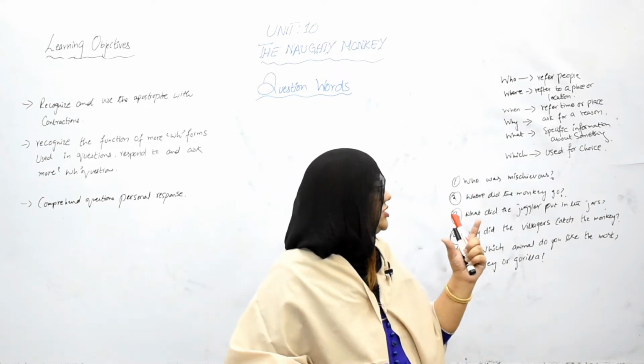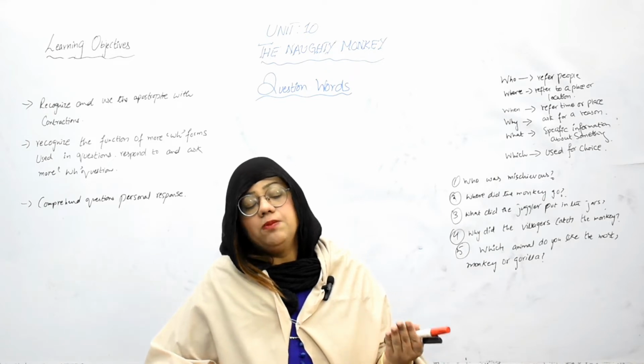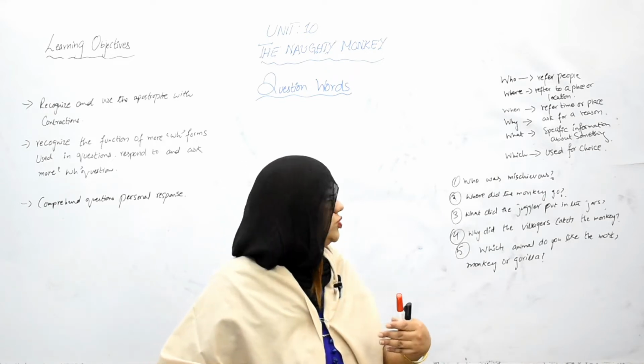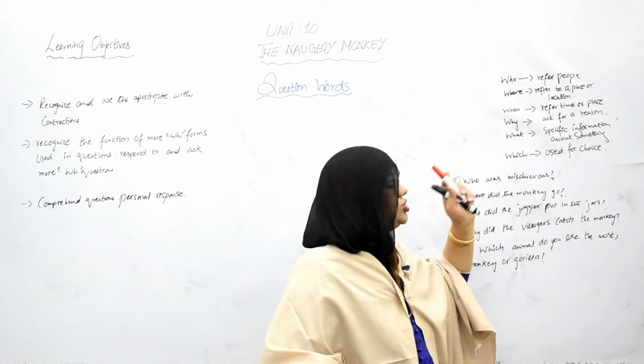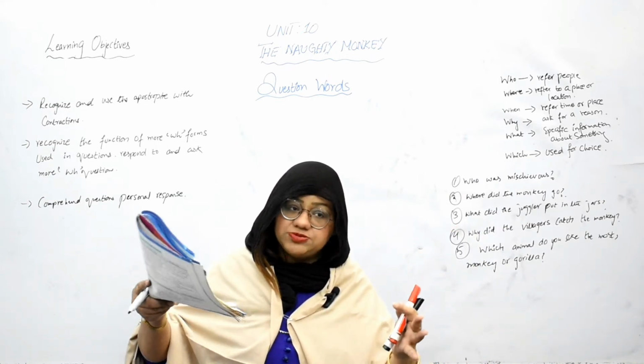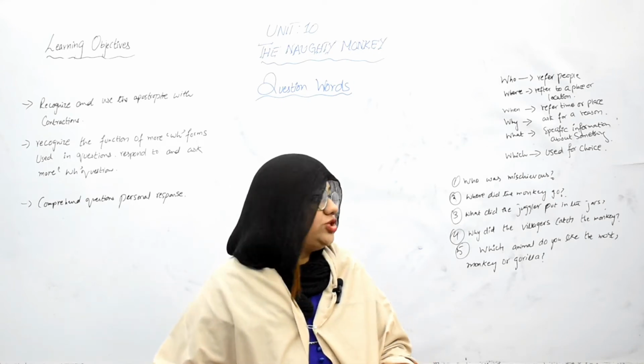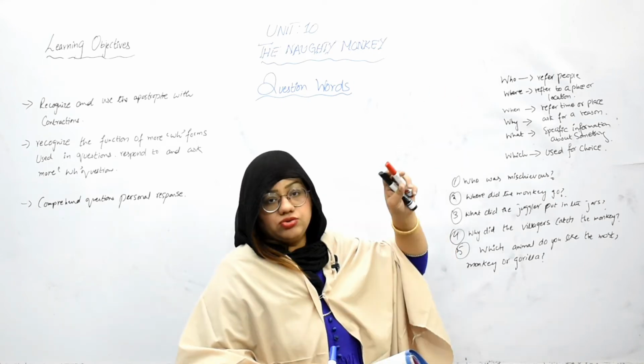Now what? What is for specific information, when you inquire something important from someone, then we use what. Which is used for choice. Whenever you want to ask something, a choice between this and this, we use the question word which. So I hope now you understand.